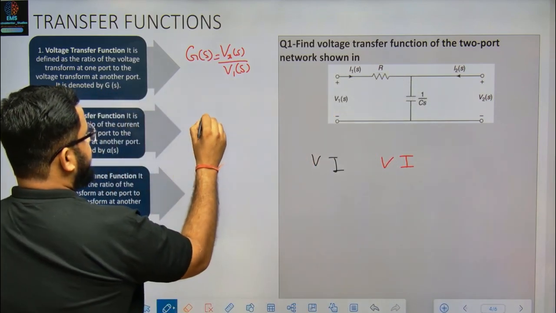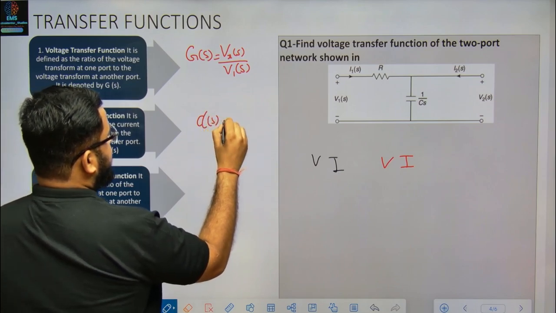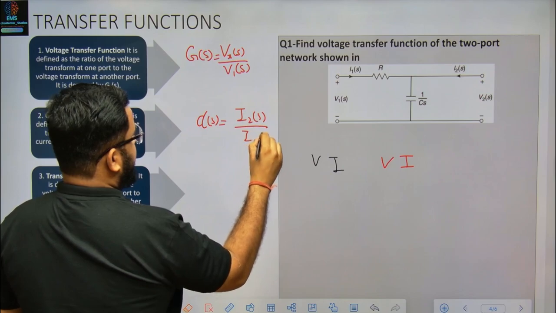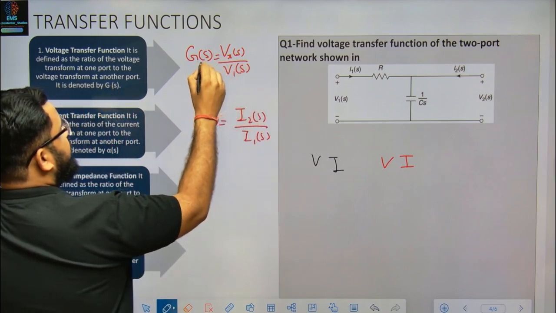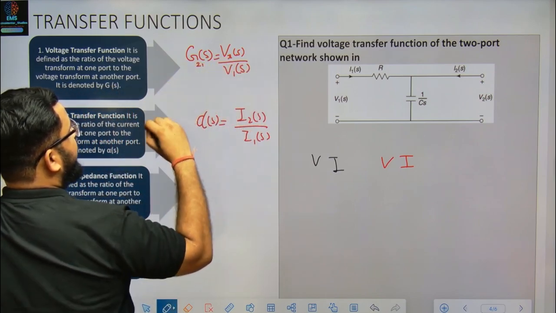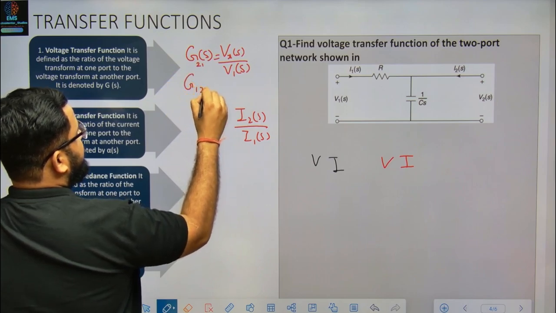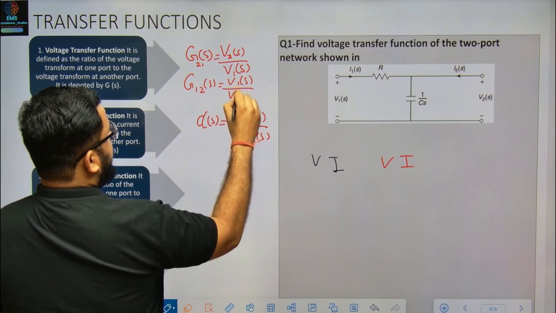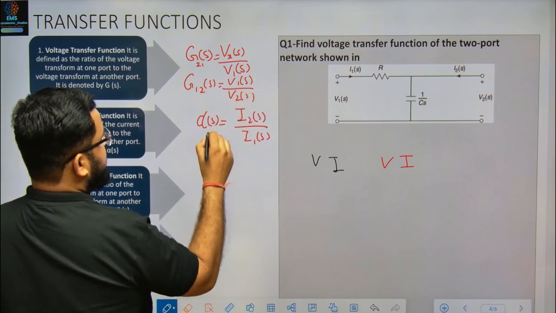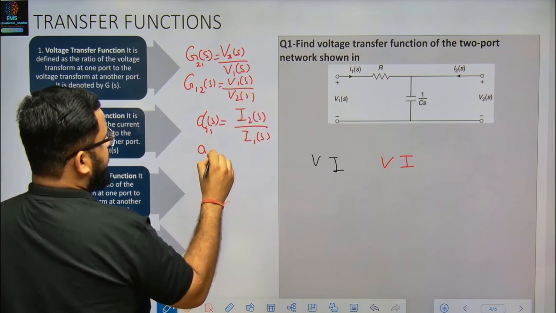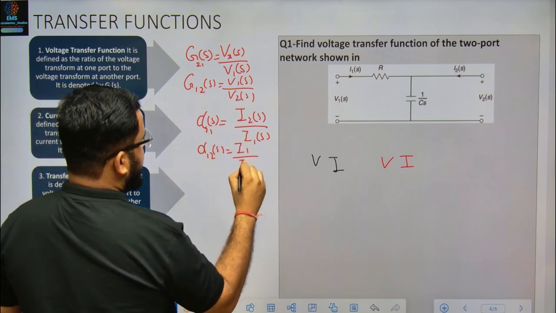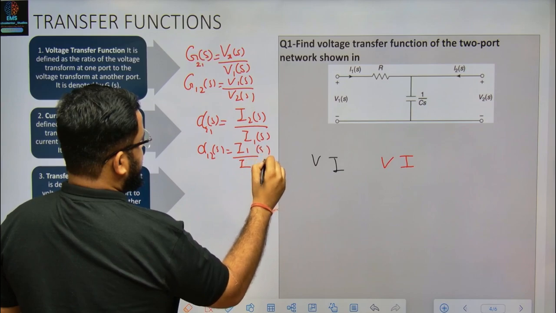The second function is alpha, which is current at the second port divided by current at the first port. This can always be referred to as G21. We can also calculate G12(s), where it will be voltage at first divided by voltage at second. Similarly, this is alpha 21, and we can have alpha 12, which would be current at first divided by current at second.